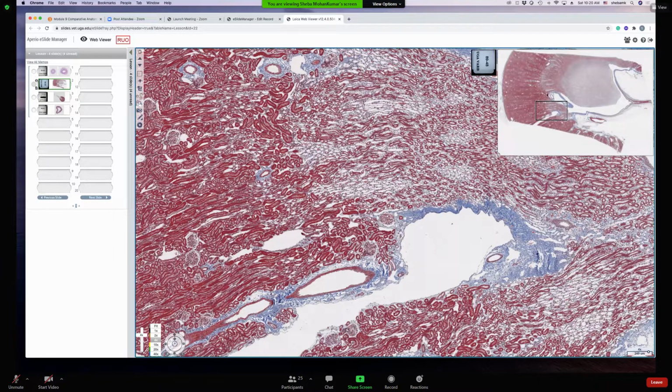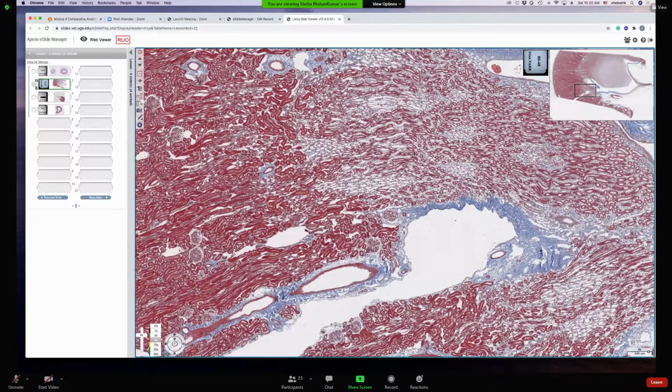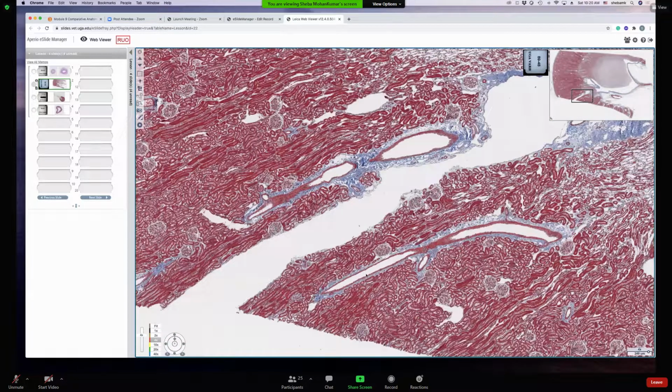That will be right here in this region. From there you get branches called interlobular arteries. From the interlobular arteries you have the afferent arteriole that supplies the glomerulus. The blood flows through the afferent arteriole, gets into the glomerulus, undergoes a filtration process, and then comes out through the efferent arteriole.